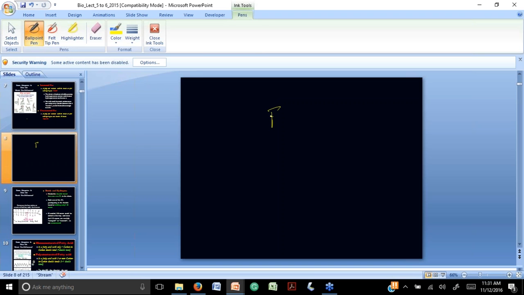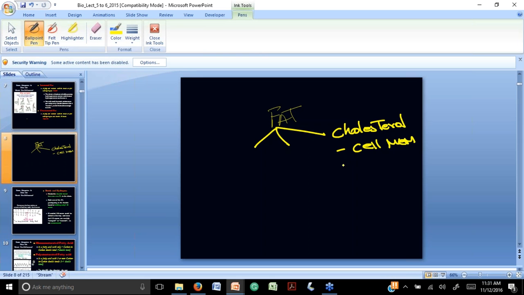Okay, the fats are going to be classified, I will tell you a few things here. So you already know about the cholesterol. Okay, cholesterol is needed for the cell membrane. Don't forget that, cell membrane. Cholesterol is needed for what? For sex hormones.